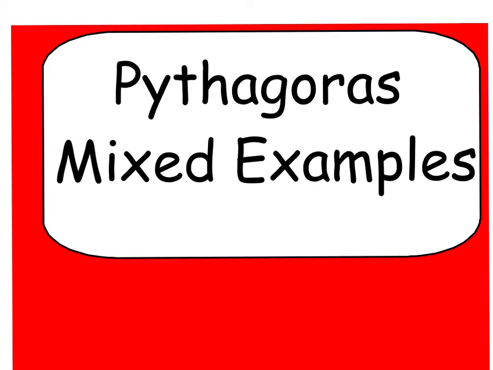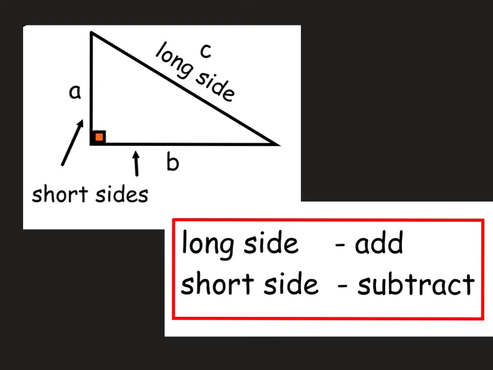Hi there, in this video we are going to look at mixed examples of Pythagoras and identifying when do we add in the formula, when do we take away in the formula. So some will be finding the hypotenuse, some will be finding a shorter side. So by the end of this, hopefully we'll have a better idea of when to use which variation. I've got 3 examples, let's have a wee look.